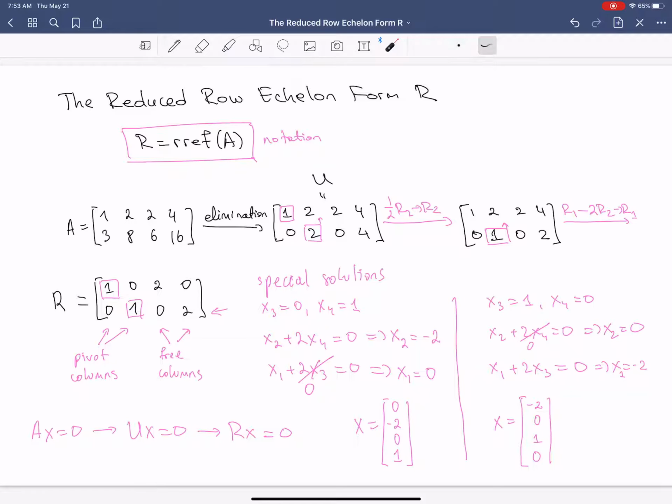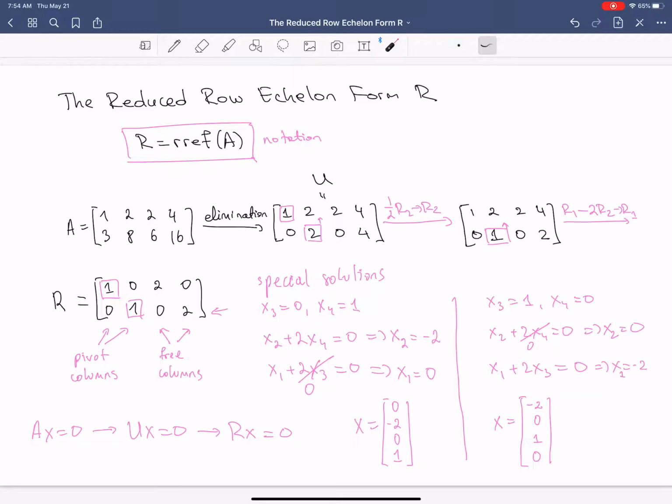So those are the advantages of the reduced row echelon form. It's actually quite easy to see that the third column is 2 times the first column. Even in U, that is true. And in A, that's also true. Then we see the fourth column is 2 times the second. And indeed, in A, the fourth column is 2 times the second. So the relationship between the columns is the same in all of these matrices, including this intermediate one.